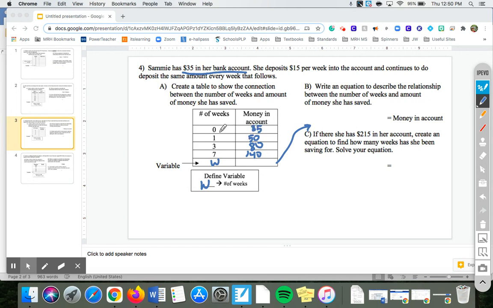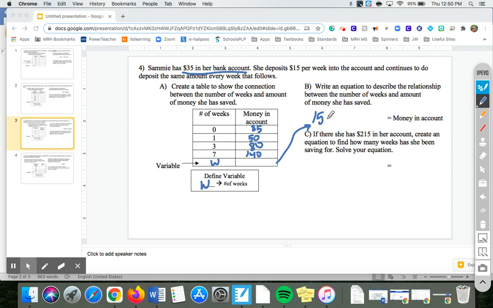So if you were listening, I was multiplying the number of weeks by 15, because that's how much she saves per week. So that's our rate. Then I'm going to multiply the number of weeks by $15 to find out how much she has saved up since starting. But we also have to add in the $35 that she originally had. So that's why our expression would look like this.